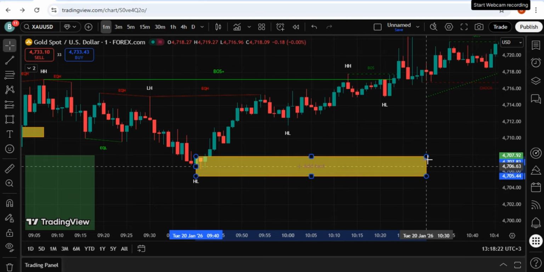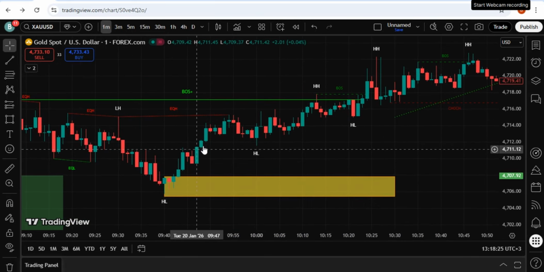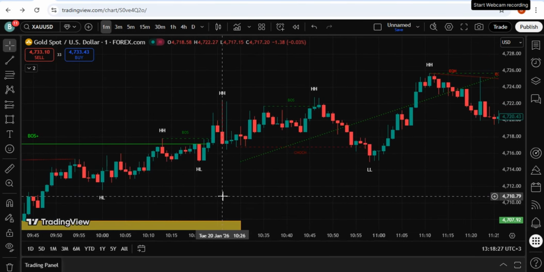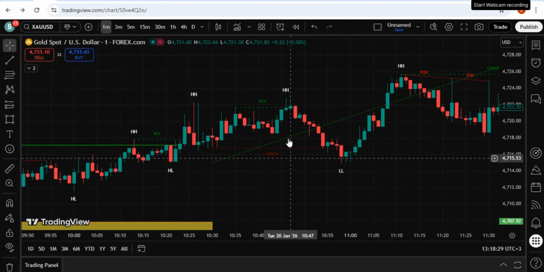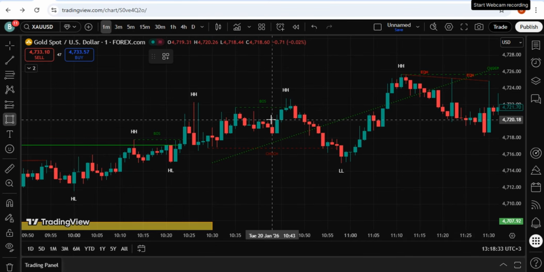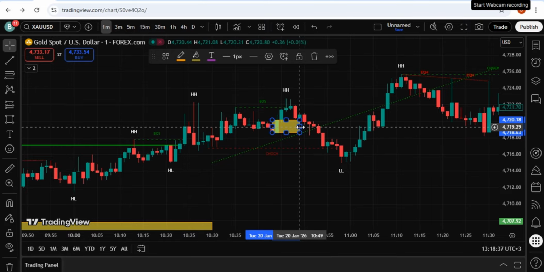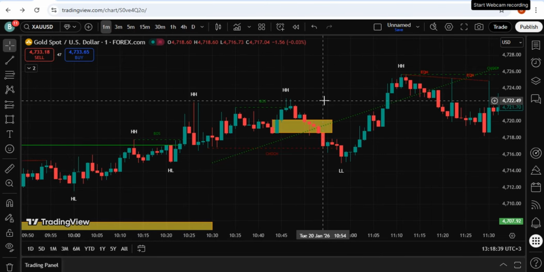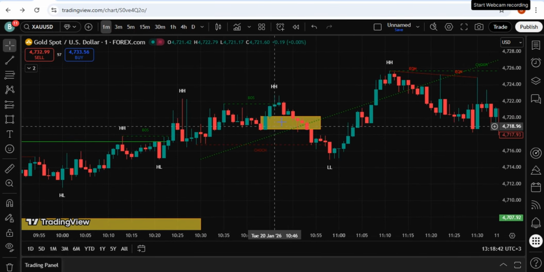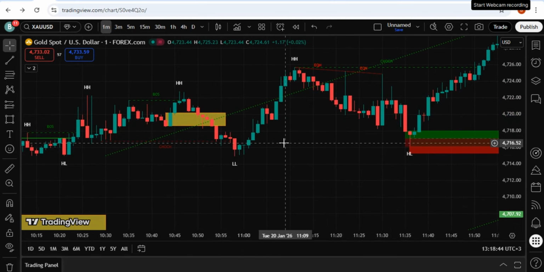Most likely there is no inversion fair value gap here, so I won't consider any setup there. Another break of structure here. As you can see, this was our order block here, but it became a breaker block after a few seconds, so this is not a setup we want.